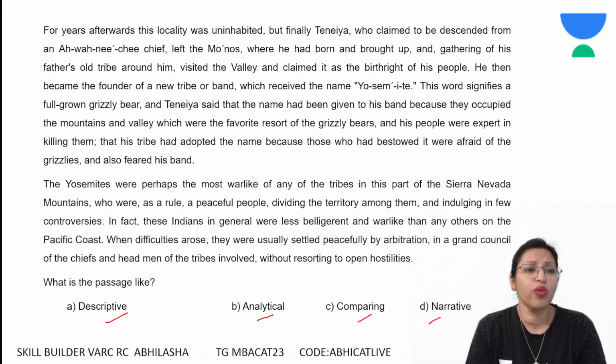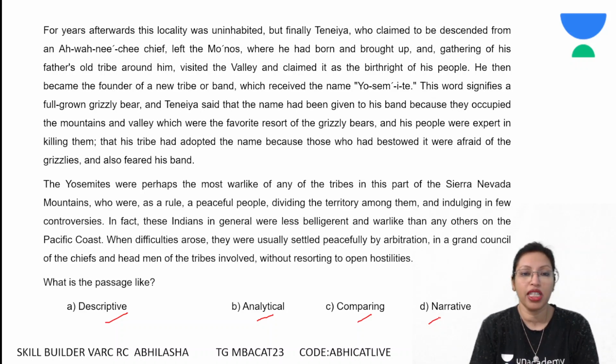So for years afterward, this locality was uninhabited. But finally, Tenaya, who claimed to be descended from an Albany chief, left the Monos where he had been born and brought up, and gathering his father's old tribe around him, visited the valley and claimed it as the birthright of his people. He then became the founder of a new tribe or band which received the name Yosemite.